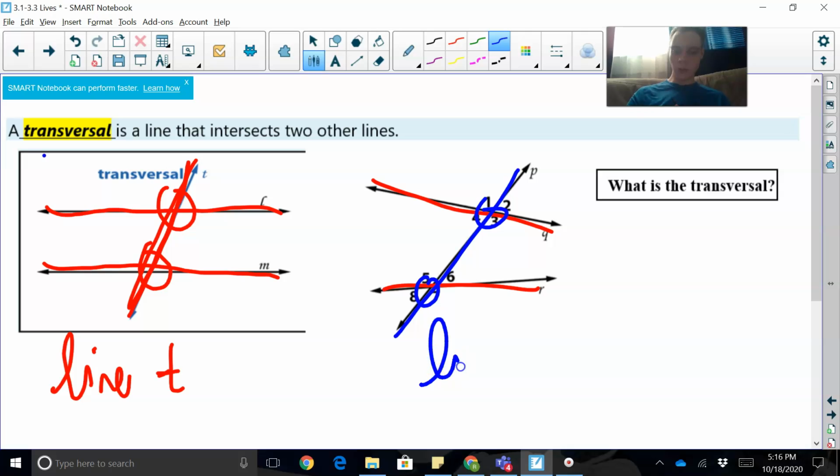Alright, so here it would be line P. Yes, line P is the one that intersects two lines.